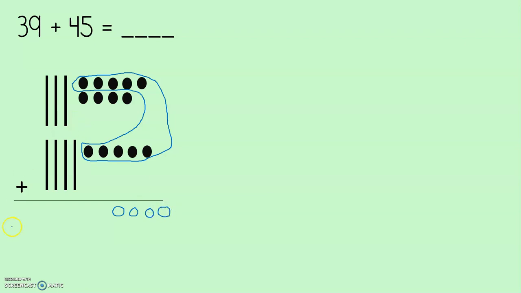Now I know I have 3 tens plus 4 more tens plus the one final 10 that we made when we circled the two fives together. Now I see 8 tens and 4 ones. That gives me 84. But we want to solve this one other way.